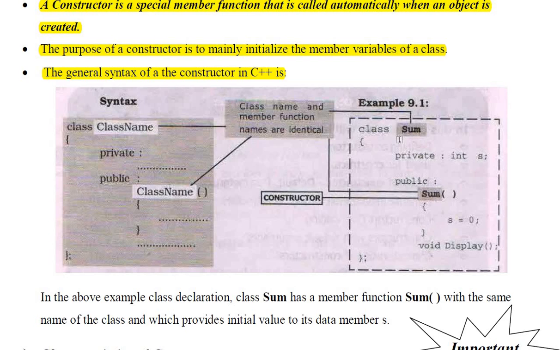Here this is an example of a constructor. For example, this is the class keyword, sum. Sum is the name of the class, then the opening flower bracket, and in the private section we are declaring the s variable, and in the public section we are creating a function sum. The name of the function is sum, which is the same as the class name sum. So this function will become a constructor because it has the same name as the class name, and the remaining part is the body of the sum function or constructor. So this is the example of how to create a constructor.